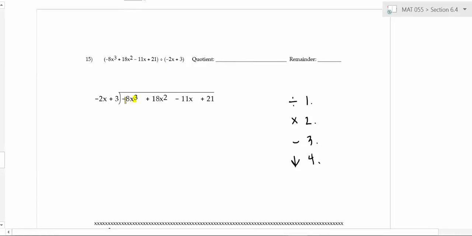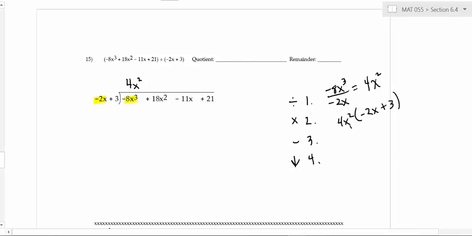So the first step on this one is to do this division. You're going to do negative 8x to the third divided by negative 2x. I saw several people mess up on this. You should get 4x to the second, and it's a positive too. I saw several people make that mistake because you're dividing two negatives. Next step is you do 4x to the second times negative 2x plus 3. Does everybody understand why that's 4x to the second? I saw a lot of people have a negative on that.